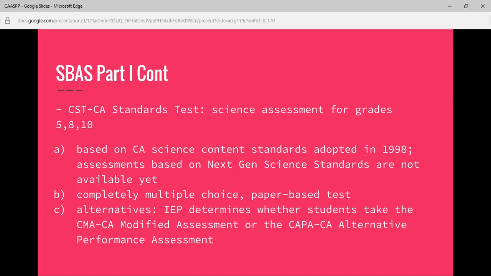There's also another summative assessment that goes along with this part of the SBAS. This is a science assessment. It's for grades 5, 8, and 10. It's known as the California Standards Test. This assessment is based on California science content standards that were adopted in 1998. And that's because the next generation science standards are not available yet to be assessed.